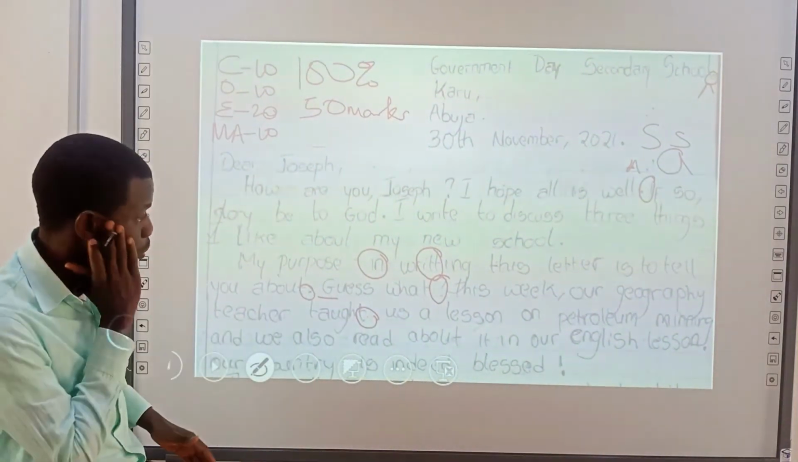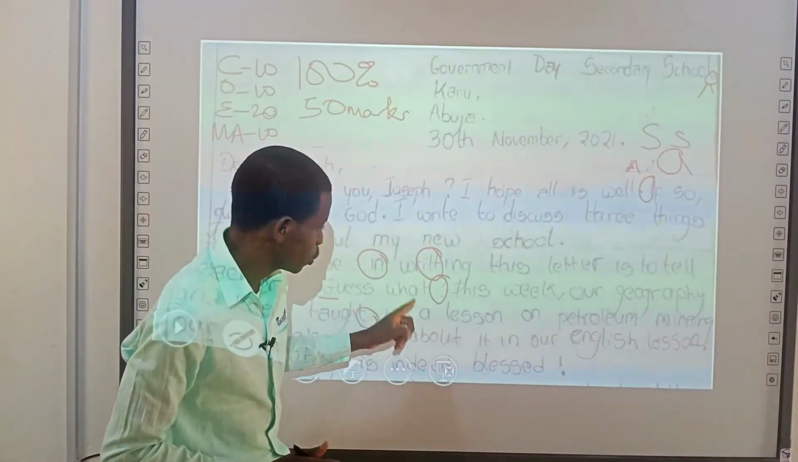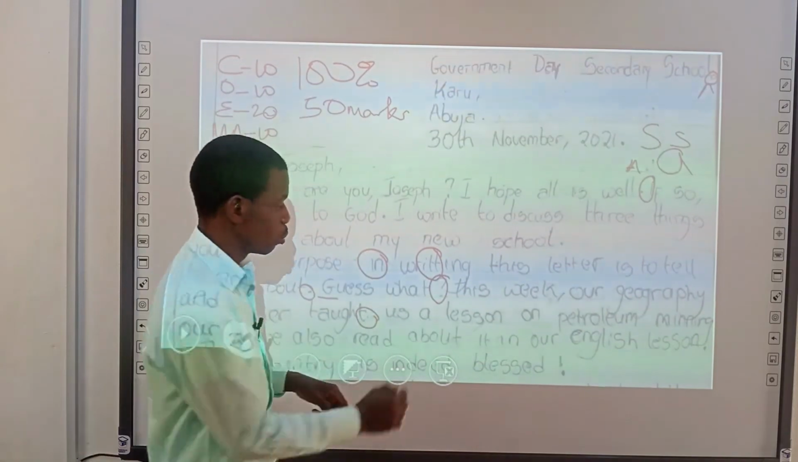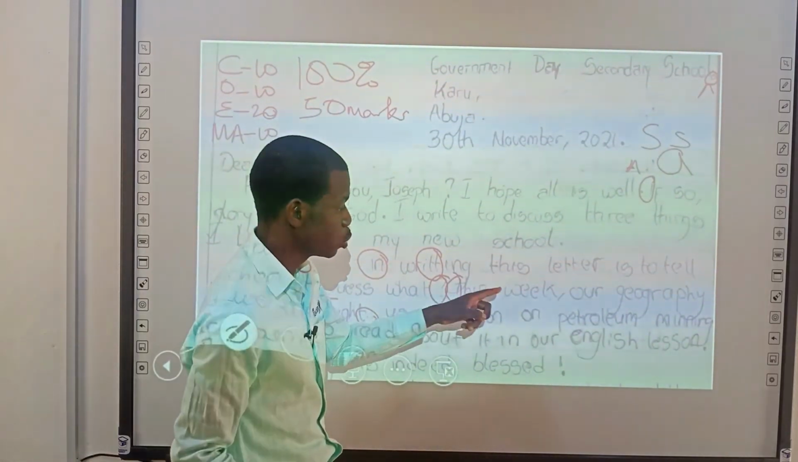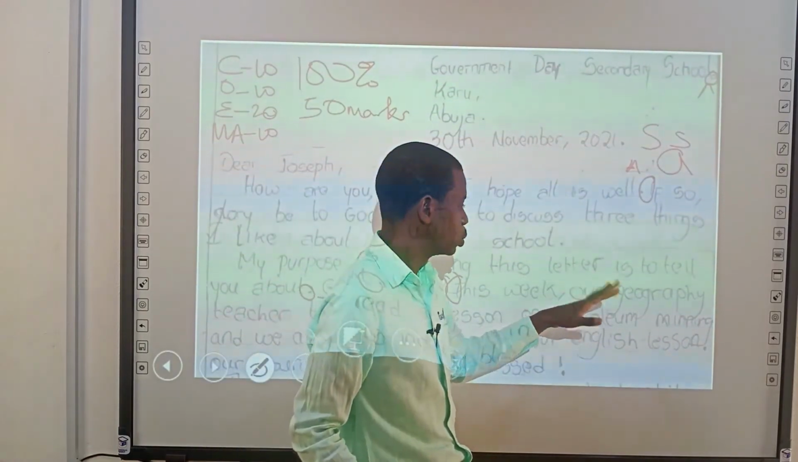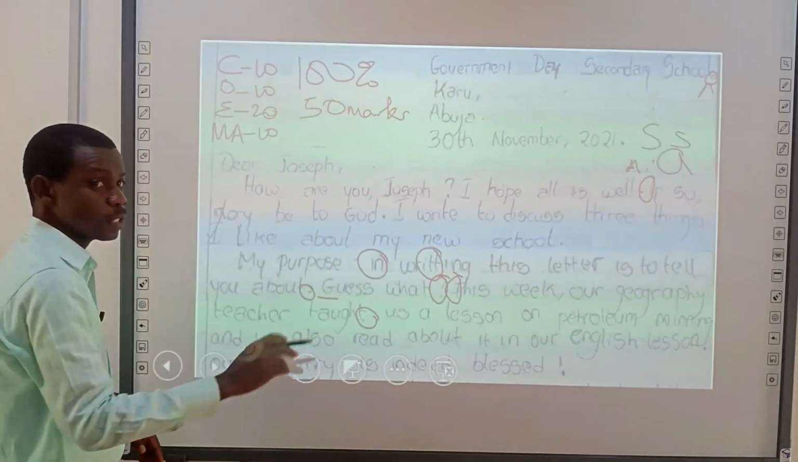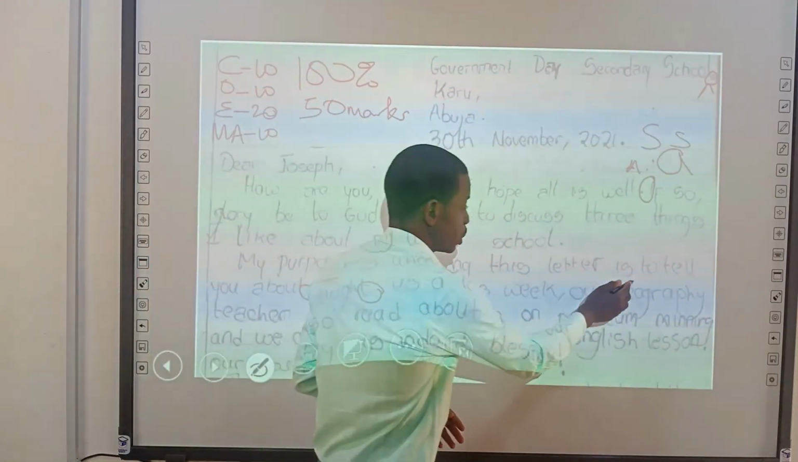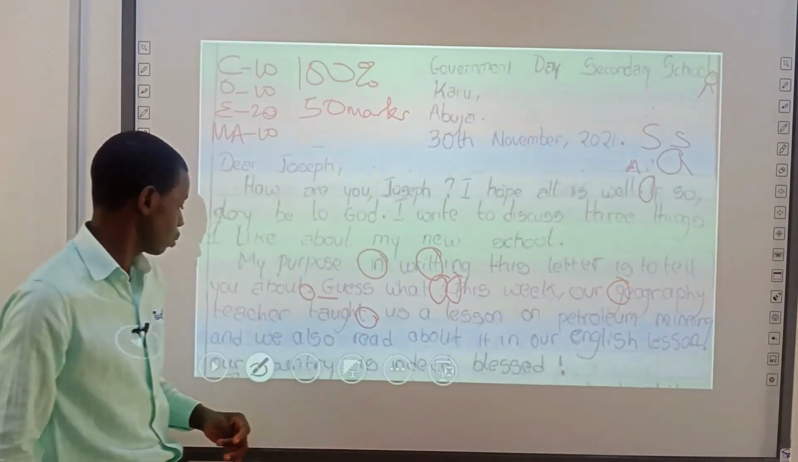I haven't read the whole thing, so let's come back here now. Guess what? This T here is a small letter, and it's starting a new sentence, so we need to ring it out. This week, the comma is okay. All right, our geography teacher. Now geography is a proper noun. It's a subject, a proper noun, so it should be written in capital letter. So we ring that one out.